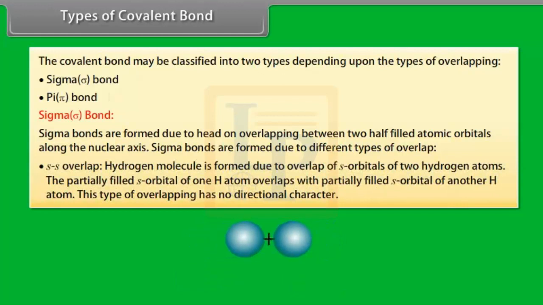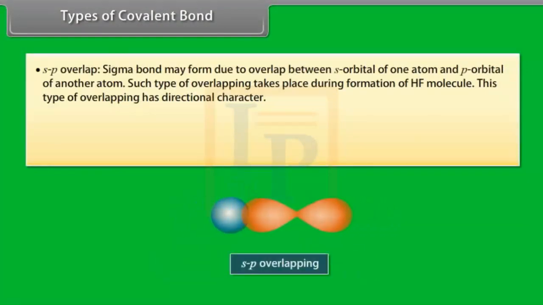S-S overlap. Hydrogen molecule is formed due to overlap of s orbitals of two hydrogen atoms. The partially filled s orbital of one H atom overlaps with partially filled s orbital of another H atom. This type of overlapping has no directional character. S-P overlap. Sigma bond may form due to overlap between s orbital of one atom and p orbital of another atom. Such type of overlapping takes place during formation of HF molecule. This type of overlapping has directional character.